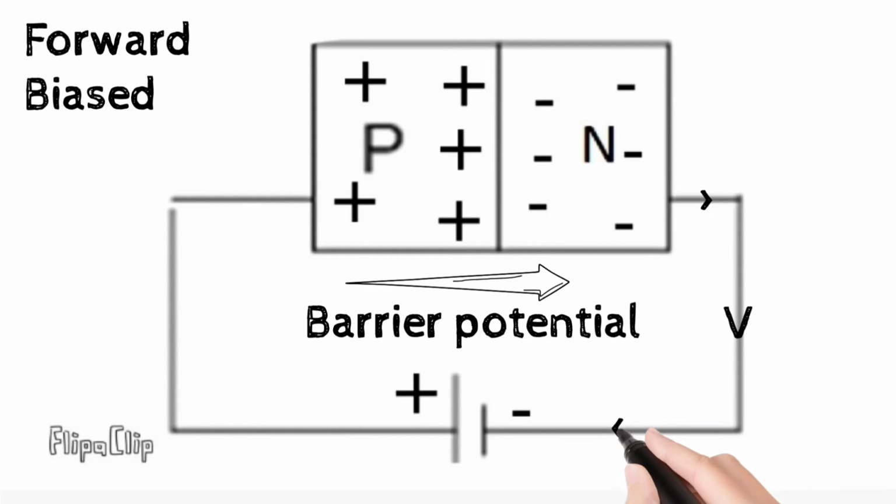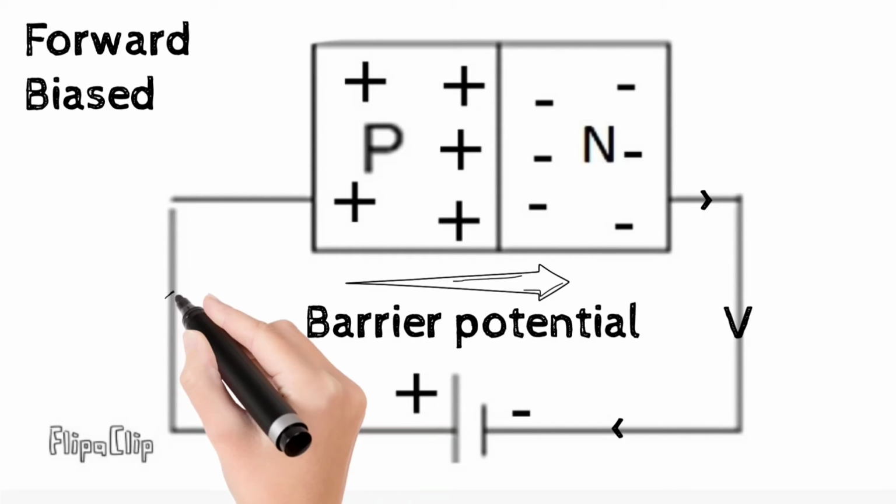Now, we connect the negative terminal of the voltage source to the link connected to P-type side. And, we connect positive terminal of the voltage source to the link connected to N-type side. In this condition, diode is said to be in reverse biased condition.